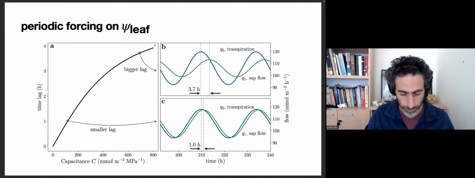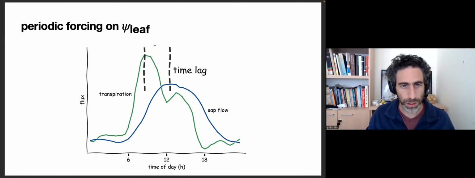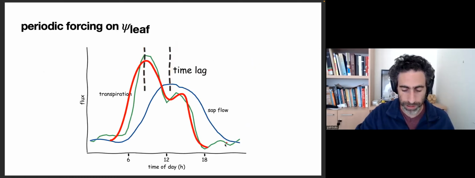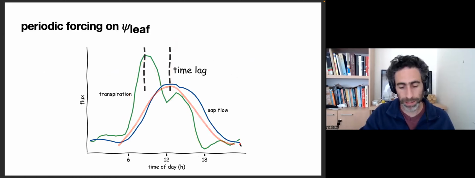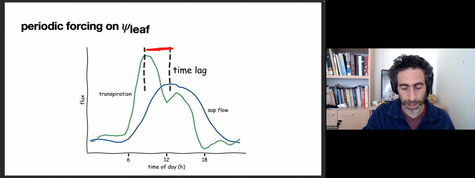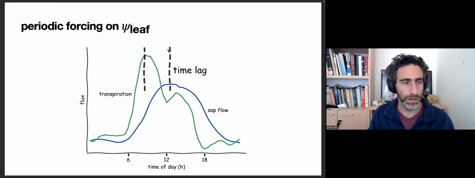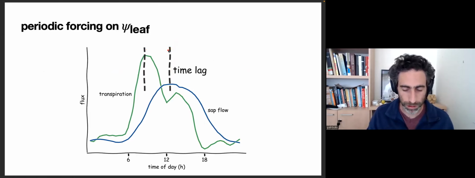So if we go back to the cartoon picture, we saw before that transpiration peaks before sap flow, and so this green signal, well, the blue signal lags behind the green signal, and we can measure this time here, right? And this time will be dependent on an internal trait of the plant, how hard the tissues in the plant hold their water.